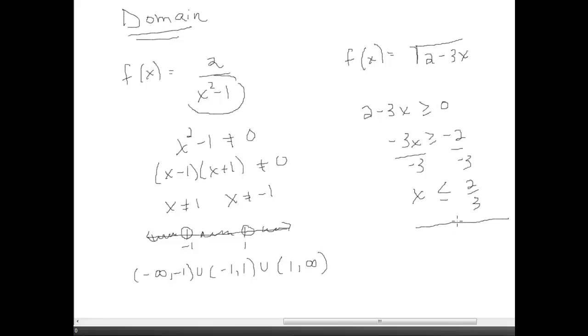So interval notation, here's my 2/3. Less than would go this way. So I'm looking at negative infinity, comma, 2/3. I'm including 2/3, so square bracket around the 2/3 and parenthesis always around the negative infinity.